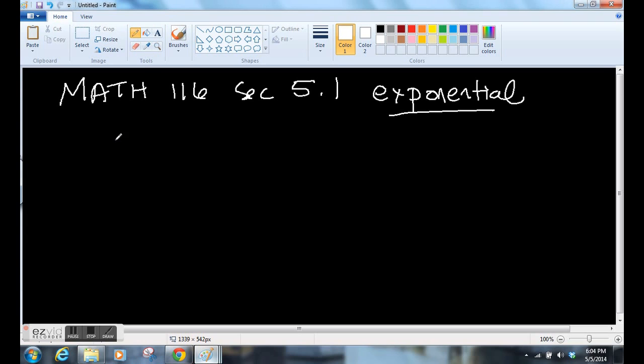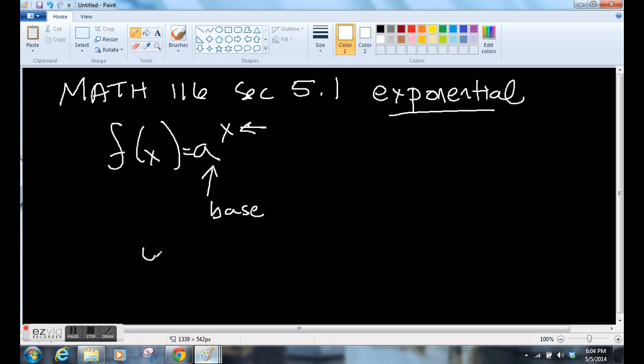So the first thing to keep in mind with this section is it's all about exponential functions. So in this case, f of x equals a to the x. This is an exponential function because the variable is in the exponent. And this right here is a number, and they call this the base. So if you had y equals 3 to the x, this is an exponential function, and you'll notice that's different from y equals x cubed, which would be a polynomial.